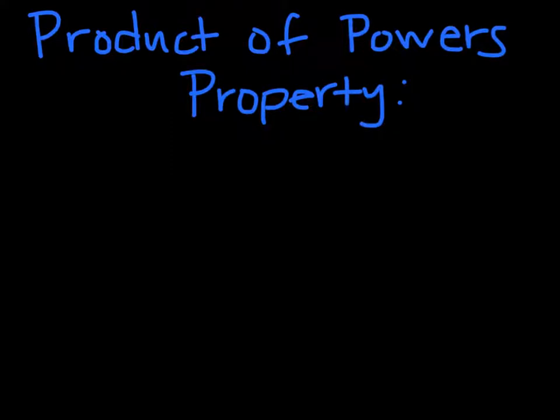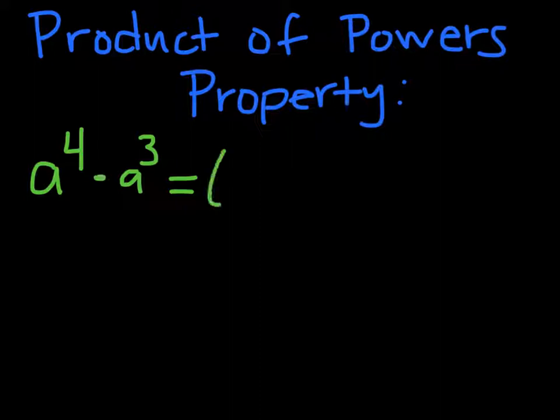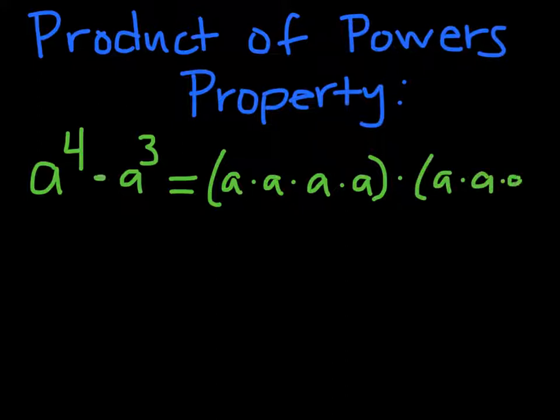The product of powers property tells us that to multiply powers with the same base, we simply add their exponents. For example, let's say we have a to the fourth times a cubed. If we were to factor these out, we'd have a times a times a times a times a times a times a. Correct? Giving us an answer of a times itself 7 times, or a to the 7th.